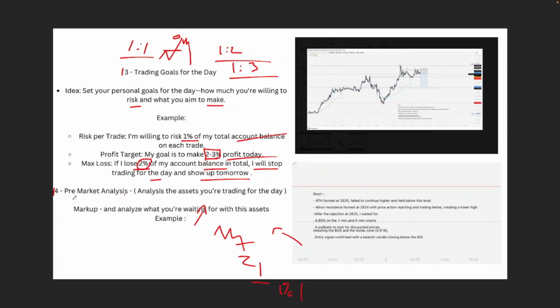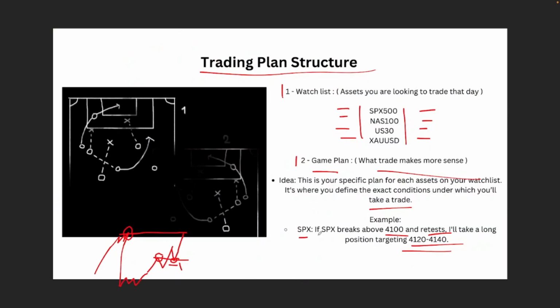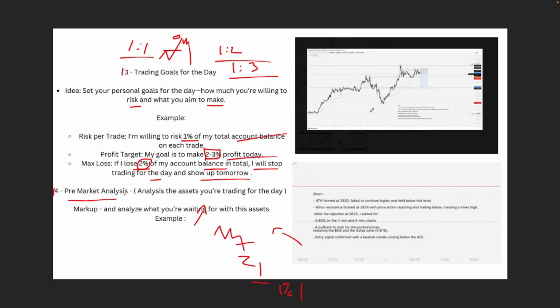The next one over here is the pre-market analysis, right? This is pretty much just looking at the watch list and doing a pre-market analysis. Analyze what you're waiting for with the specific assets, right? So here's an example of a previous trade that I have taken. This one over here, I think it's gold, right? But let's check this out.